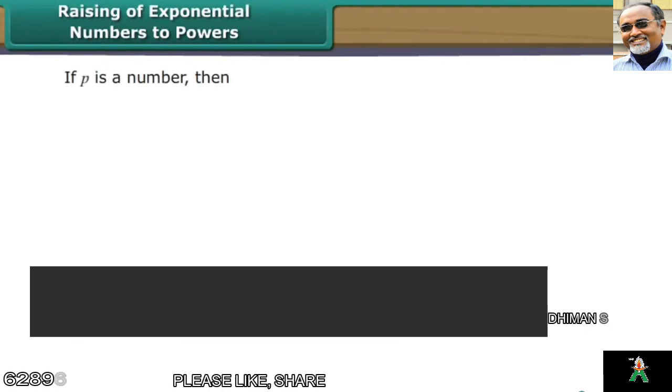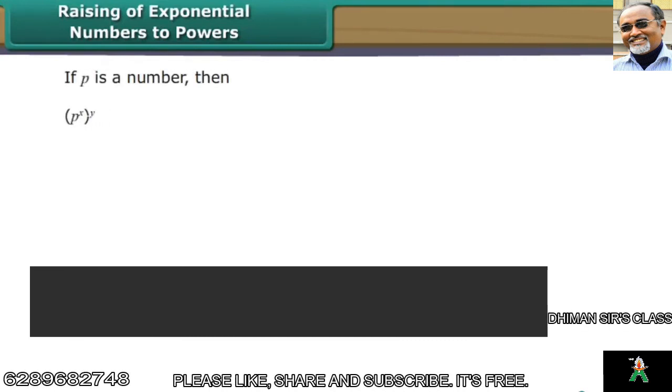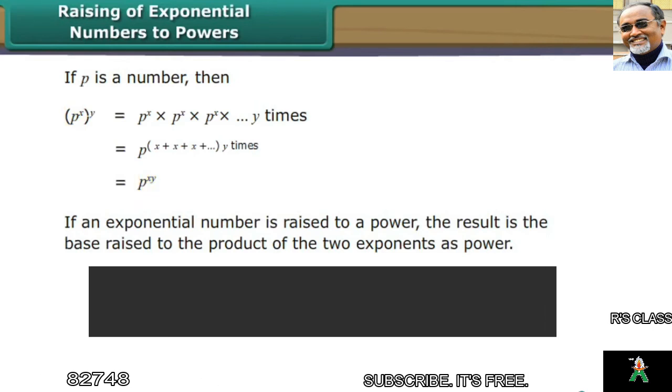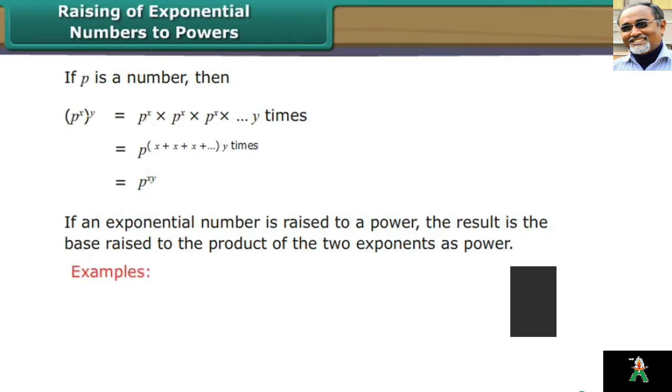Raising of exponential numbers to powers. If p is a number, then p raised to the power x whole raised to the power y is equal to p raised to the power x into p raised to the power x into p raised to the power x and so on till y times, which is equal to p raised to the power x plus x plus x plus so on till y times, which equals p raised to the power xy. If an exponential number is raised to a power, the result is the base raised to the product of the two exponents as power.